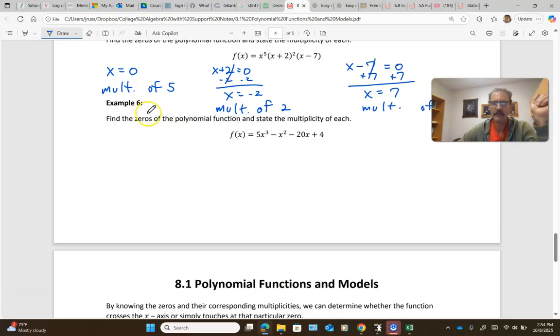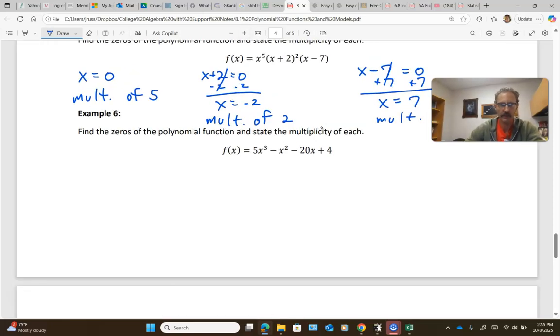The directions are the same. Find the zeros of the polynomial function and state the multiplicity of each. However, this function is in standard form. It's not been factored for us. And so if we want to find the zeros by setting the function equal to 0 and solving for x, we're going to have to factor. So this will give us an opportunity to kind of review factoring.